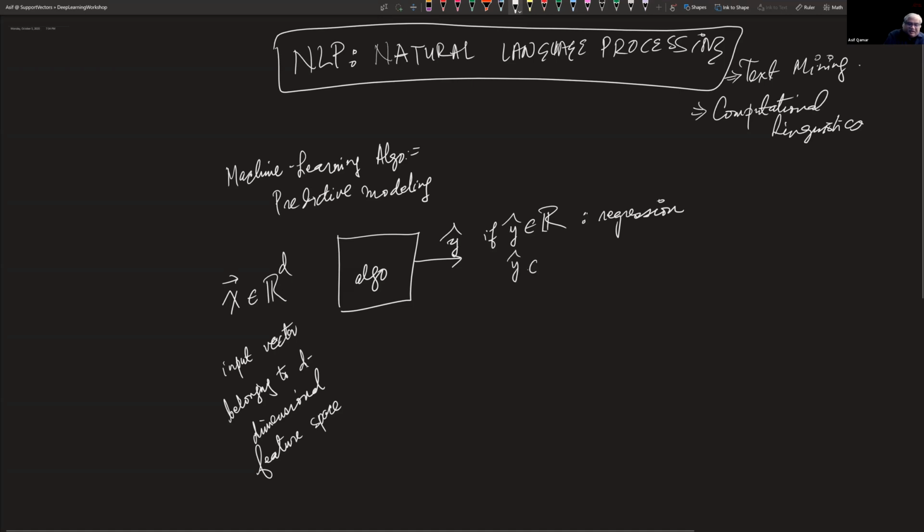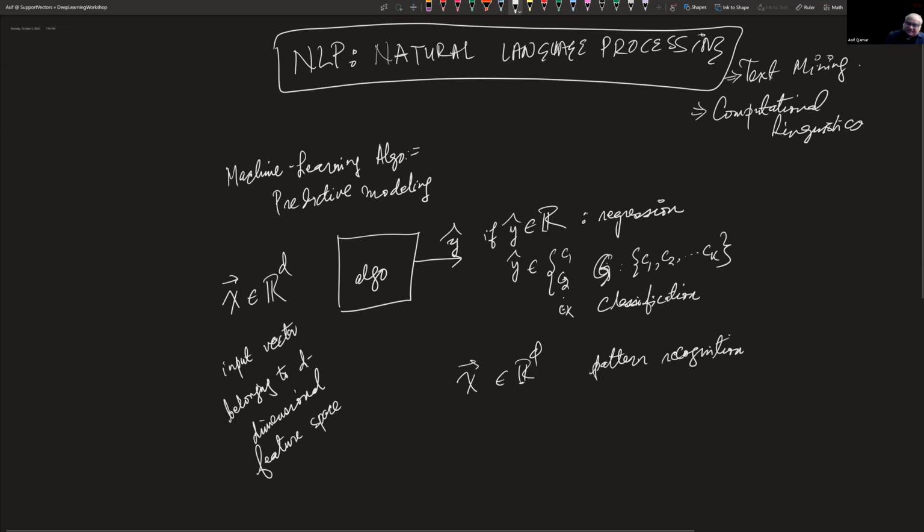And if y hat belongs to just a class, C1, C2, up to CK, I'll call it the category G, which is made up of C1, C2, through CK. That is classification. Excellent. And on the other hand, if nothing comes out, the whole point is to do something with X belonging to R^d and do some pattern recognition on this. What are some examples of pattern recognition? Clustering. Clustering, yes. Dimensionality reduction.